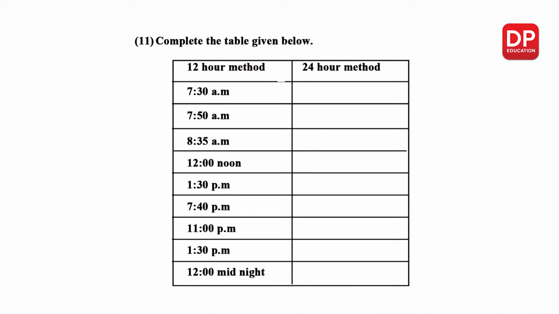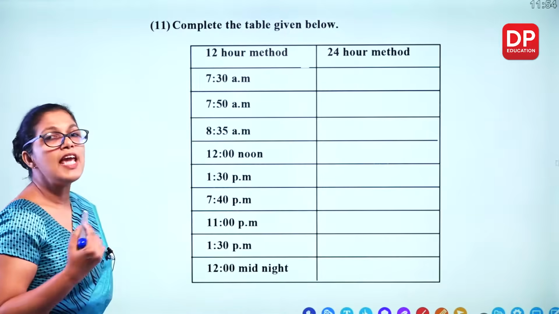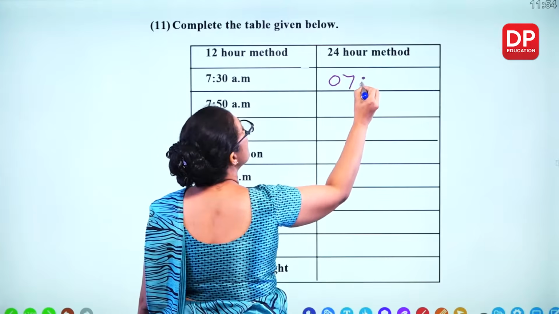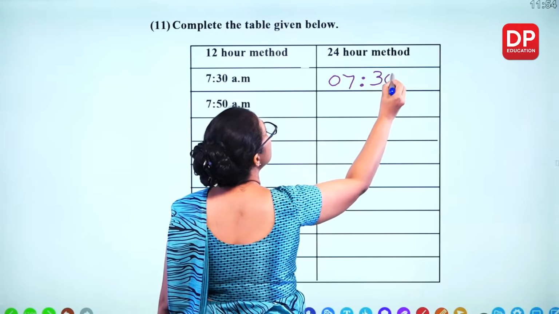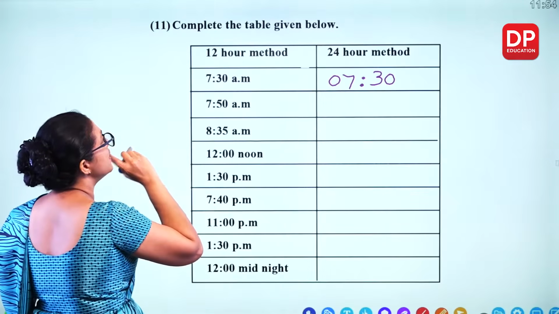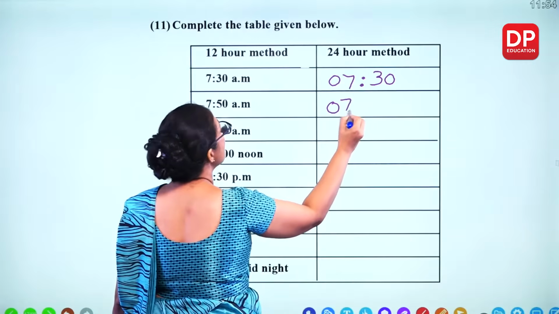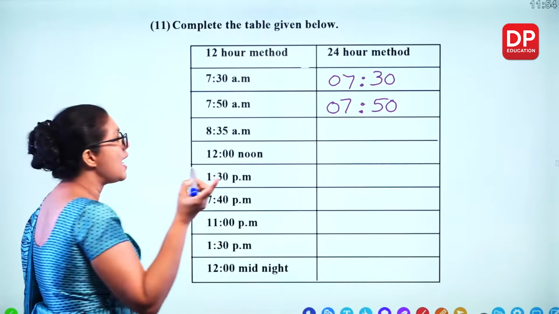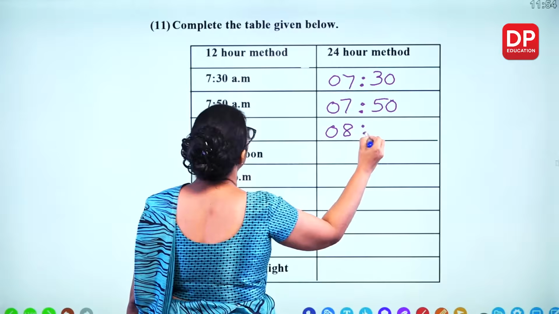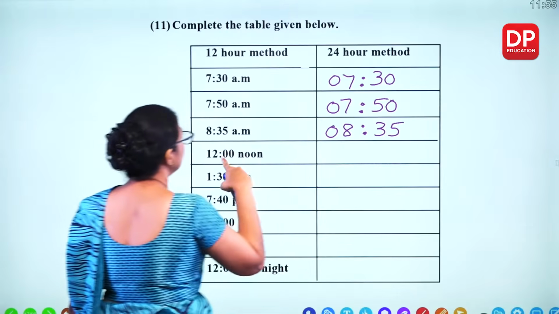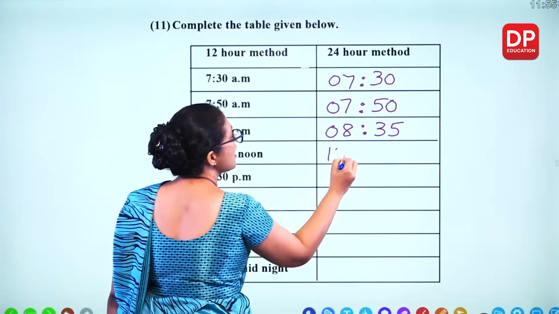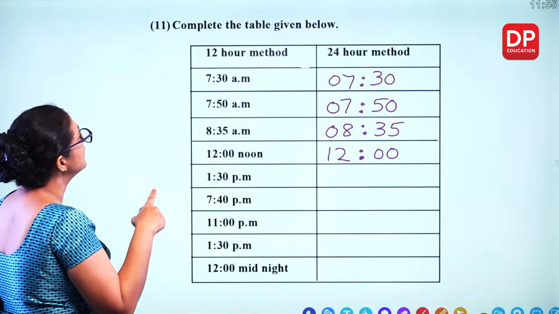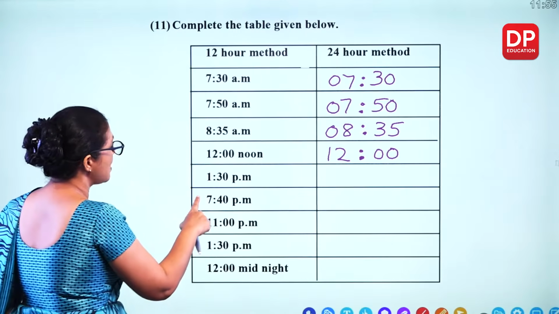Complete the table given below. 12-hour method, 7:30 a.m. So how do we write a.m.? So just 07. Always write 2 digits. Colon and then 30. 24-hour method. AM, same number, 07:30. 8:35 AM, 08:35. Then noon, that's also the same, 12:00. And here, 7:40.